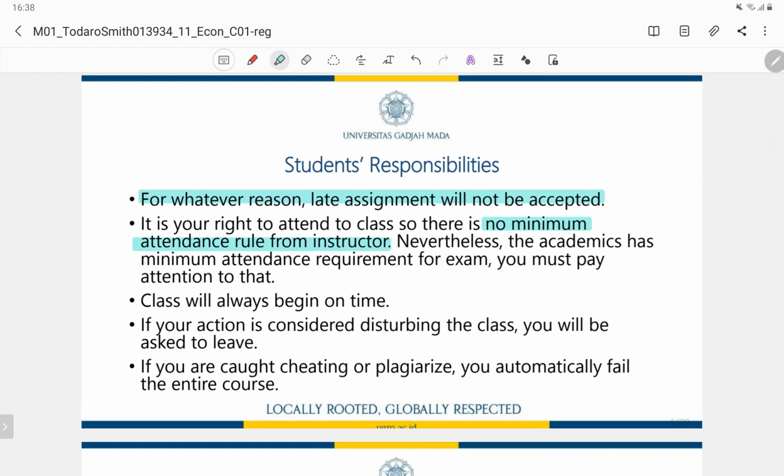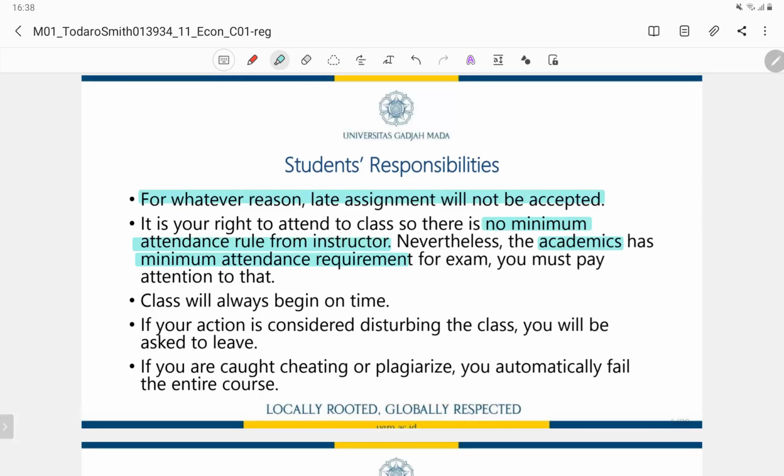I don't have minimum attendance. Nevertheless, the academics department has a minimum attendance requirement, so you have to pay attention to that. If I'm not mistaken, you need at least 75% attendance to join the exam.